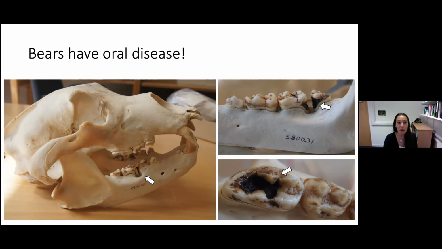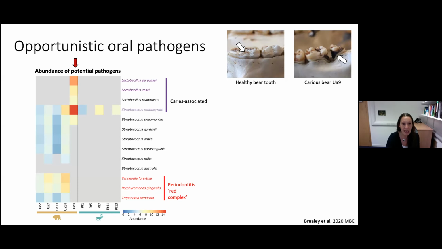And in one of our first works, we have been actually able to show that if we sample from within such a cavity, here is the specimen, we can recover the presence of caries-associated bacteria, showing the Streptococcus mutans, the classic for human caries, but also Lactobacillus casei and paracasei, and it's only present in this diseased bear, but is absent in the healthy bears.